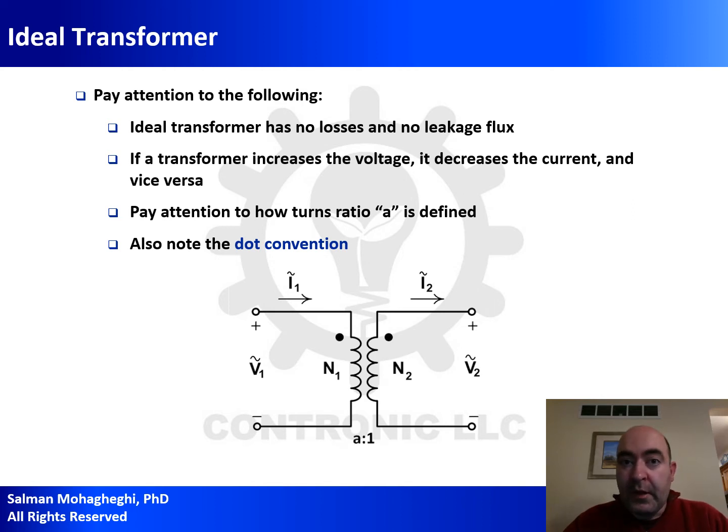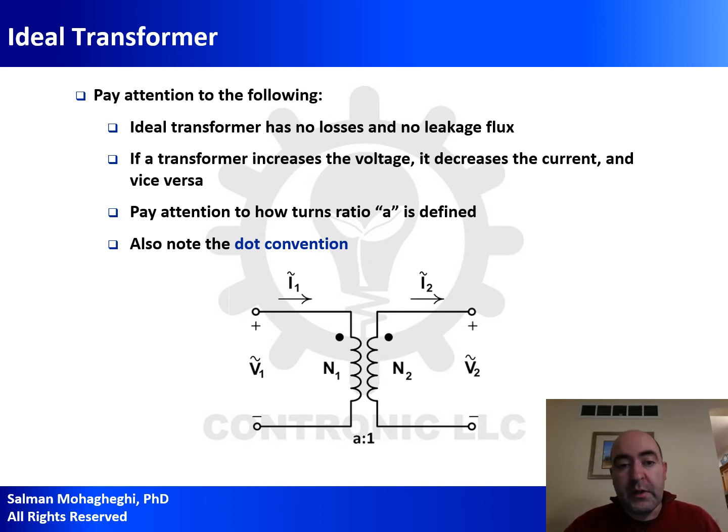Some people might define it as N2 over N1. As a matter of fact, a lot of people do, and instead of A, they use the letter K for it. Regardless of what letter people use, pay attention to how it's been defined. Is it the ratio of primary to secondary or the other way around?